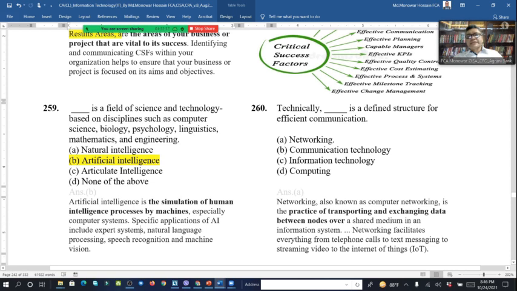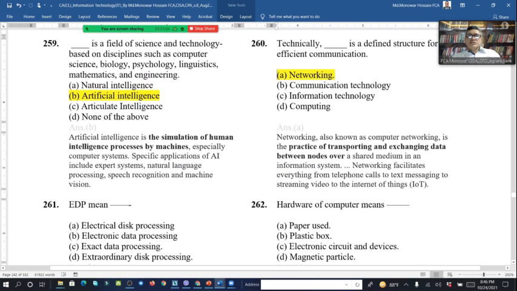Technically, dash is a defined structure for effective communication. Here the answer is network. Technically, a network is a defined structure for effective communication. So what is a network? A network, also known as a computer network, is the practice of transmitting and exchanging data between nodes over a shared medium in an information system.